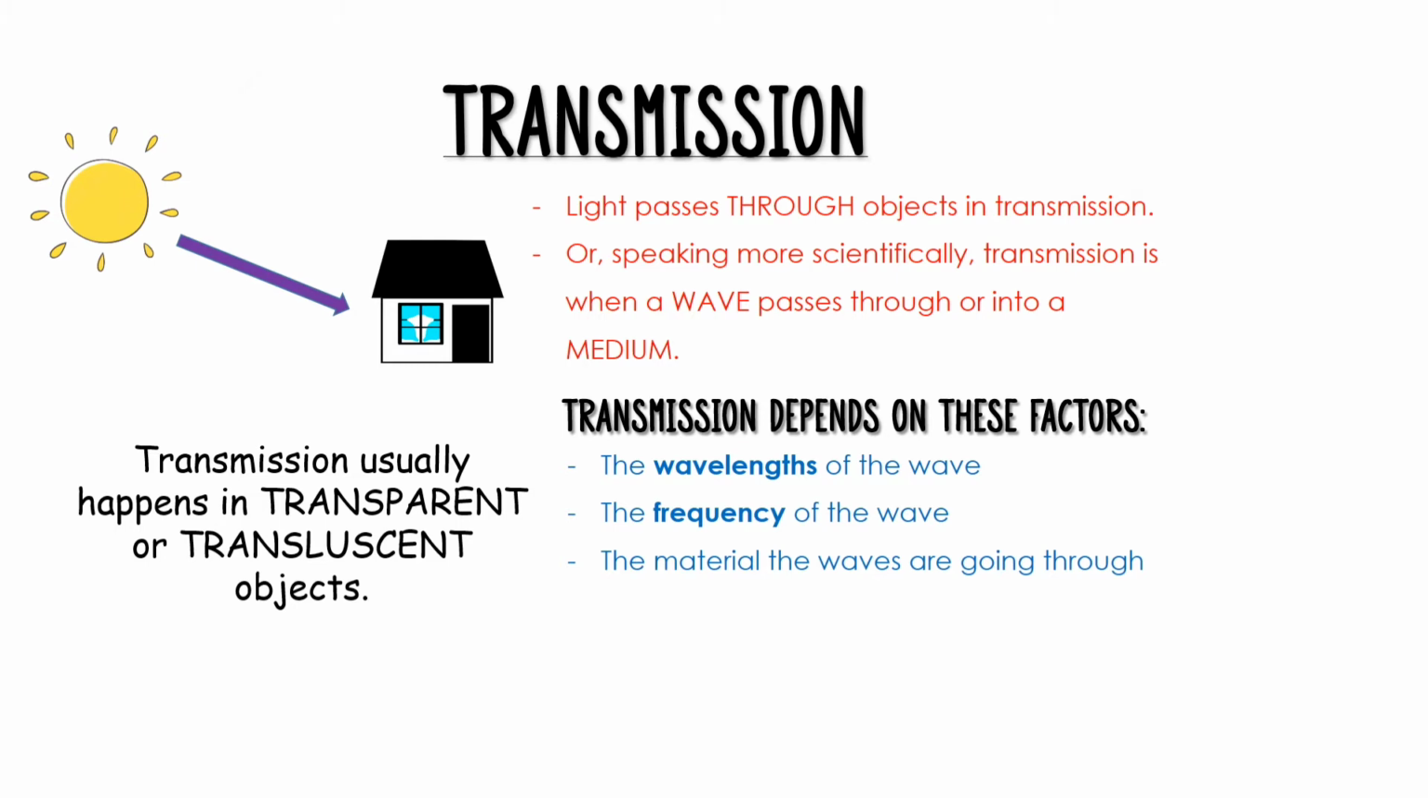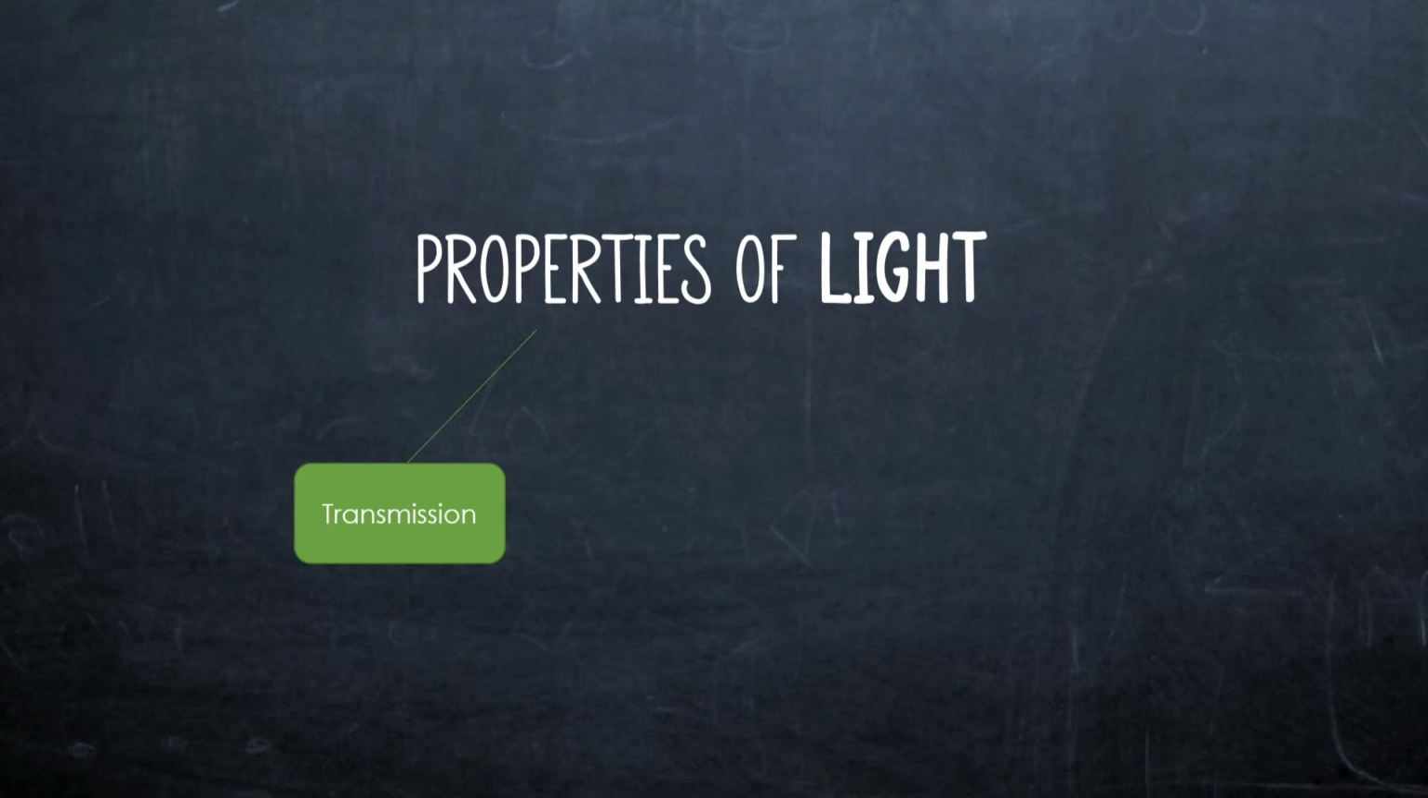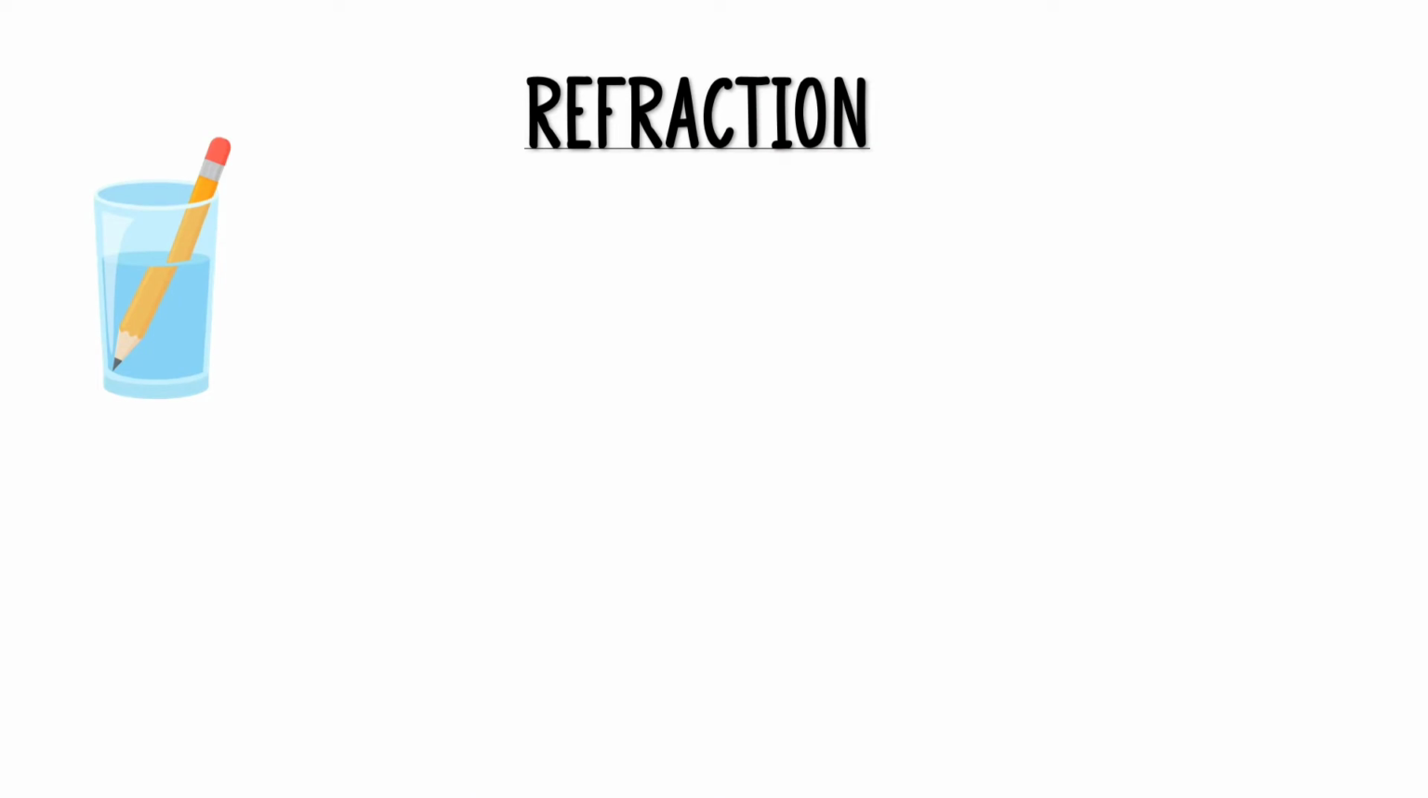Okay, now that we've talked about transmission, let's talk about the second property of light, which is refraction. Take a look at this cartoon of a pencil in the water. Do you notice what I notice? The pencil doesn't continue in a straight line, like many of us would anticipate. Instead, as it reaches the water, it appears to bend.